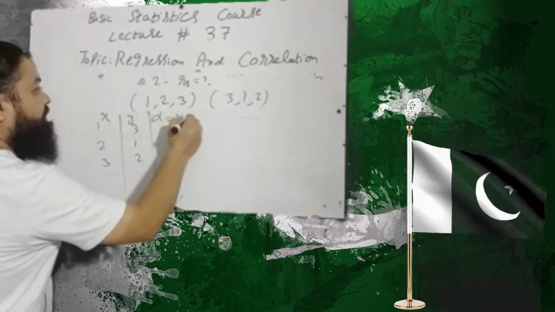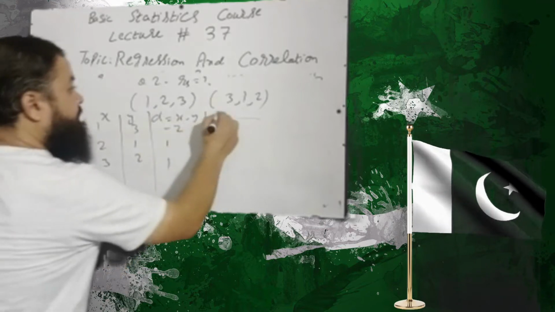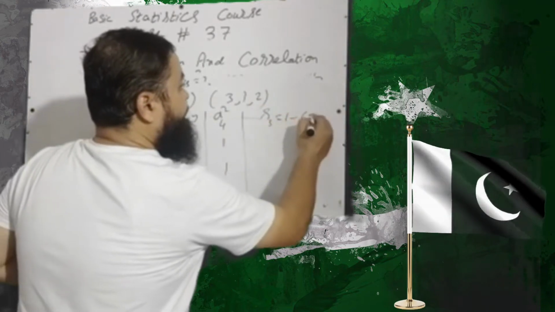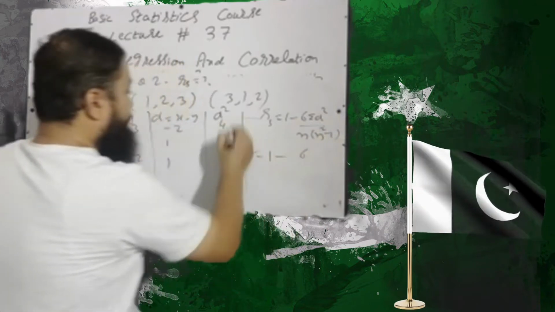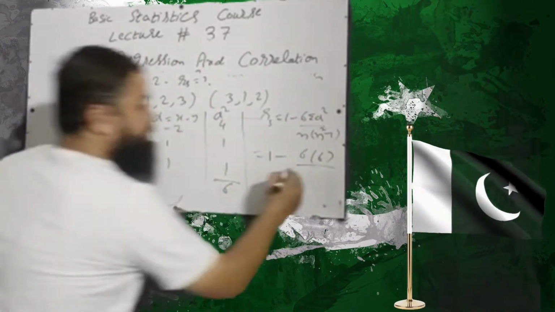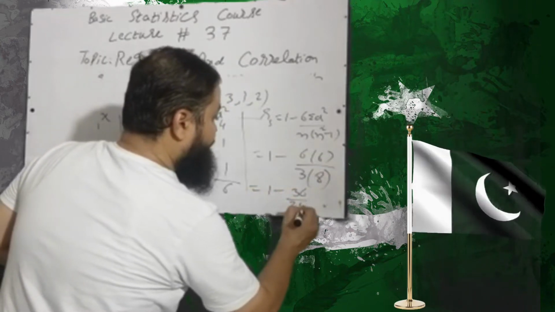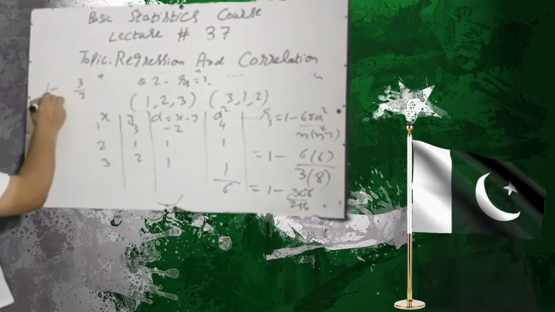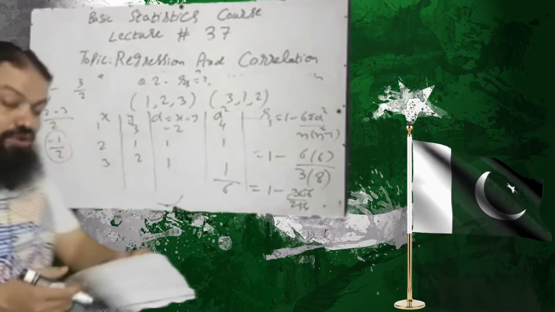Find out the difference, x minus y. That will be 1 minus 3 is minus 2, 1 and 1. Find out d square: 4, 1, 1. Now we will have to put in the formula: 1 minus 6 summation d square over n into n square minus 1. 1 minus 6 into summation d square, which is 6. How many values are there? 1, 2, 3. 3 into 3 square is 9, 9 minus 1 is 8. 1 minus 36 over 24. 6 6s are 36, 6 4s are 24, so 1 minus 3 by 2. 2 will be the LCM: 2 minus 3, minus 1 by 2 will be the correct option in the exam.